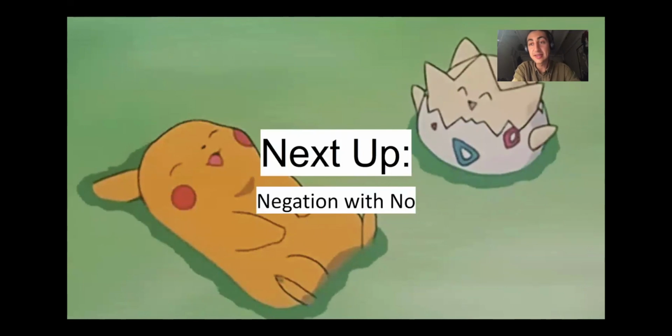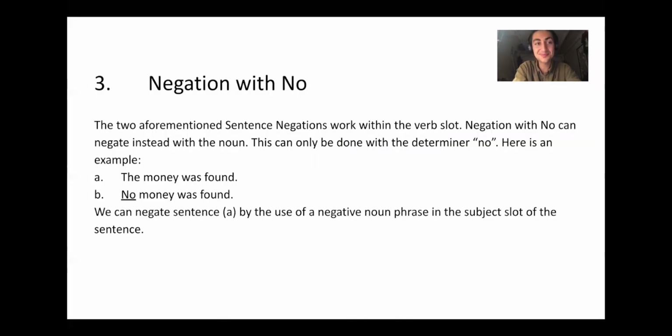Next up, negation with no. The two aforementioned sentence negations work within the verb slot. Negation with no can negate instead with the noun, as well as two other things I will share in a little bit. But we'll start with noun. This can only be done with the determiner no. Here's the example of the positive sentence. The money was found, and here is now the negative sentence. No money was found. No has replaced the determiner the.